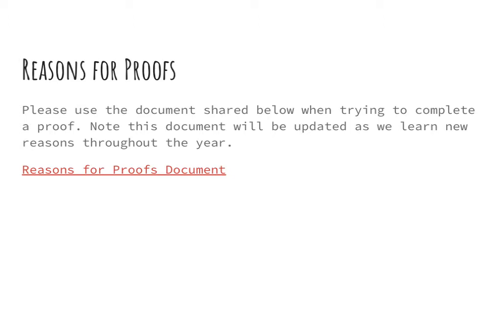So what I suggest is that we use a reasons for proofs document when trying to complete a proof. Now note, this document will be updated as we learn new reasons throughout the year, so I wouldn't suggest you print it as you might have an out-of-date document. If you click on the link in the notes page, you will see a reasons for proof document.